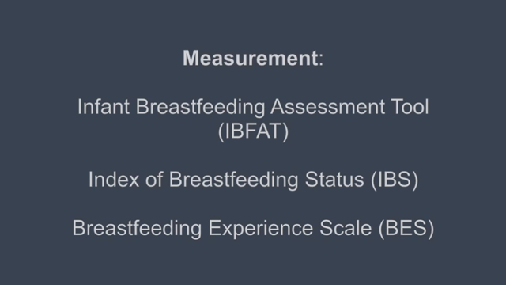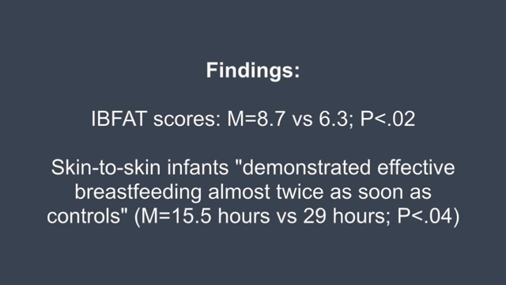This study utilized several measurement tools, including the infant breastfeeding assessment tool, index of breastfeeding status, and breastfeeding experience scale. The study found that infants who experienced skin-to-skin contact had higher mean sucking competency during the first breastfeeding and achieved effective breastfeeding sooner compared to the swaddled infants.